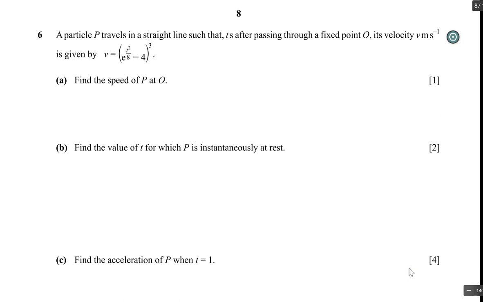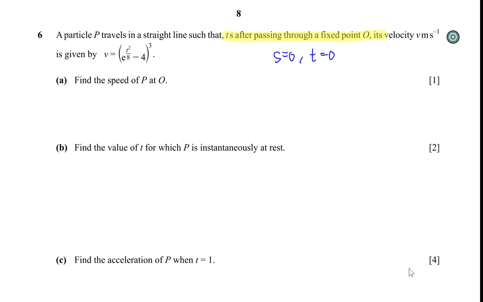Question number 6. The particle P travels in a straight line such that t seconds after passing through the fixed point O. Yeah, this is my favorite sentence, because this sentence tells me s equals 0, t equals 0, if the particle starts from origin. They already tell you passing through the fixed point O, so it starts at origin. There's no if. Okay, so the velocity is given like this.